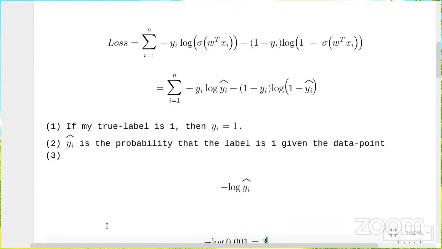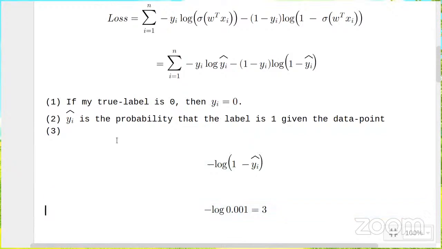Yeah. Okay, so this is important, right? This crazy expression that you see here is actually very intuitive. Okay, let's now do the other case. If my true label is 0, then yi is 0. Okay, so the first term will vanish. So what will remain is this. This is what will remain.